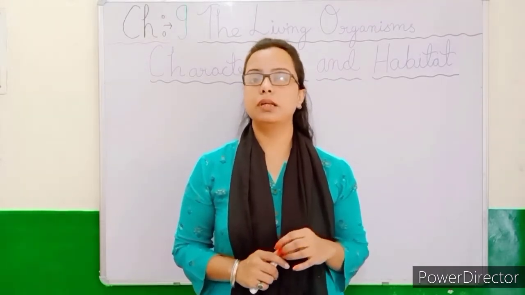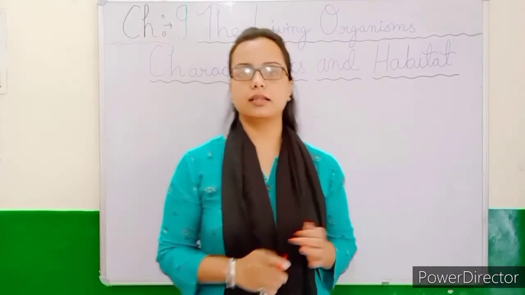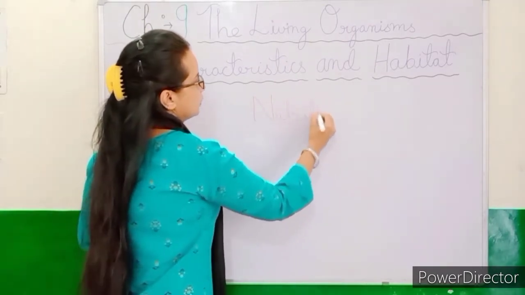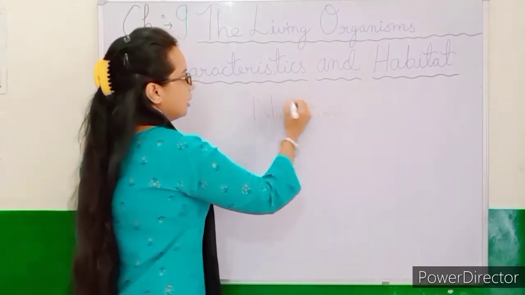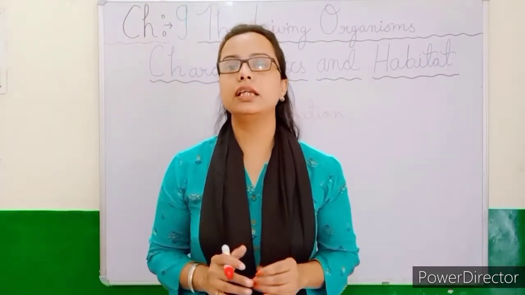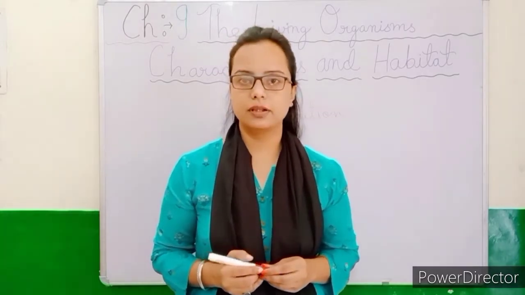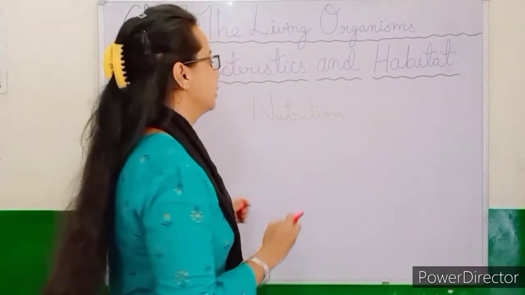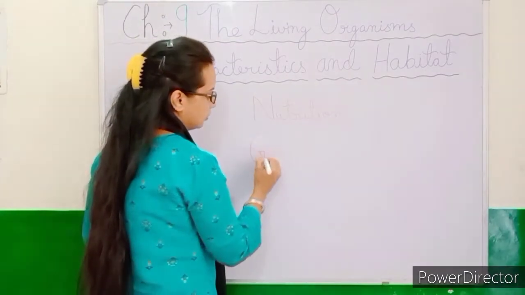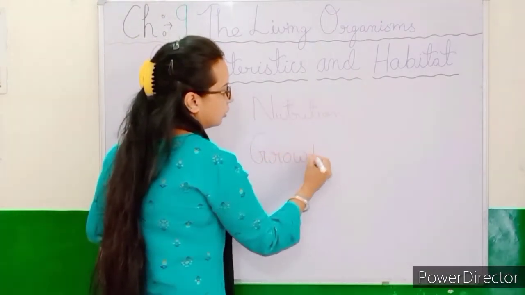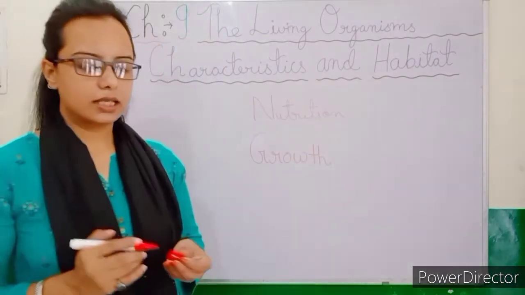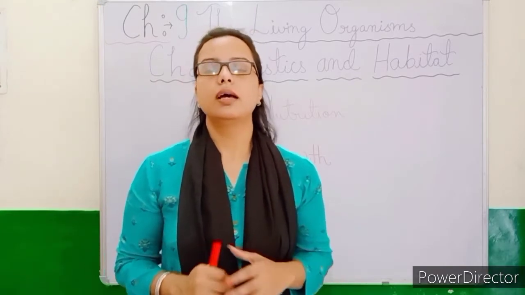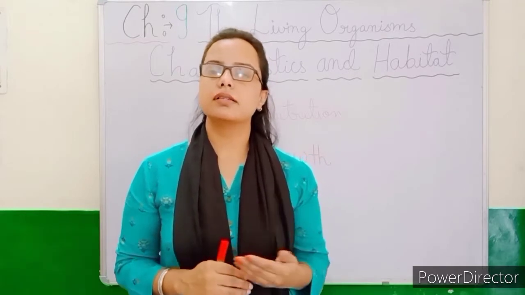In that, I have explained you 3 characteristics. First one is nutrition. Means living organisms need nutrition to survive. Okay, and this nutrition we get from the food. Next characteristic I have explained you, that is growth. Means the living organisms, they grow. Time to time they grow. Means how they grow? By the division of the cells.